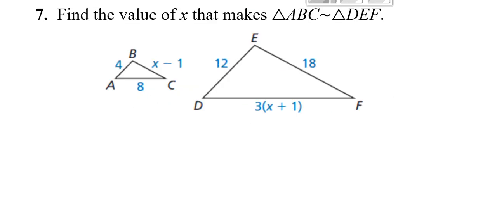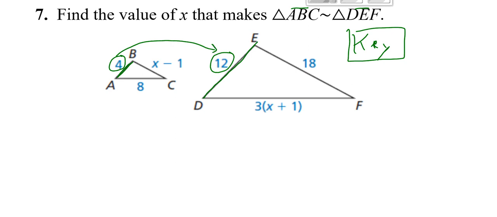Next example here. Final example, find the value of X that makes these triangles similar. Okay, so for these to be similar, we have to think about our proportions. What I look for is my key. My key is the side that I know for both of them. Okay, well, AB on this triangle is 4, and I know DE is 12, so there's my key. So I know that everything from this triangle to this triangle is times 3. So this triangle's side lengths are 3 times larger.